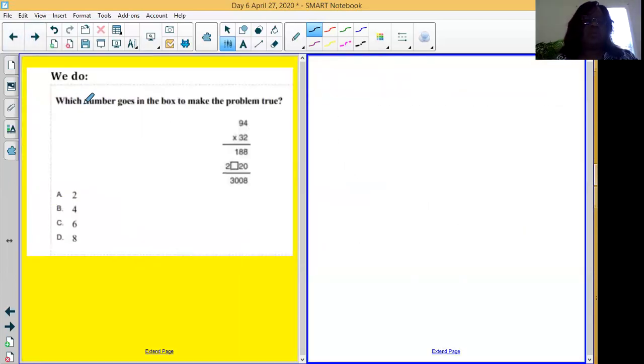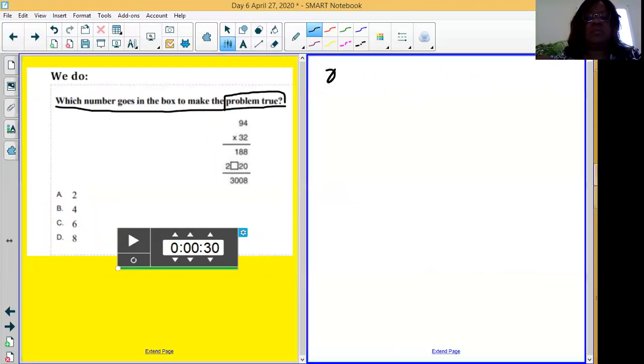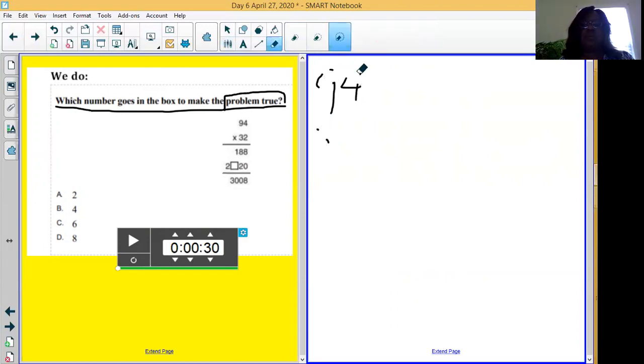Next, you probably see which number goes in the box to make the problem true. First thing we're going to do is underline the question. What the box is saying is what makes this problem true. So that means that part of the problem has been done for us. We're just figuring out what goes in the box. Since it's already a standard algorithm, we're going to rewrite the problem: 94 multiplied by 32. Please do that. I'll give you a few minutes to get that done.